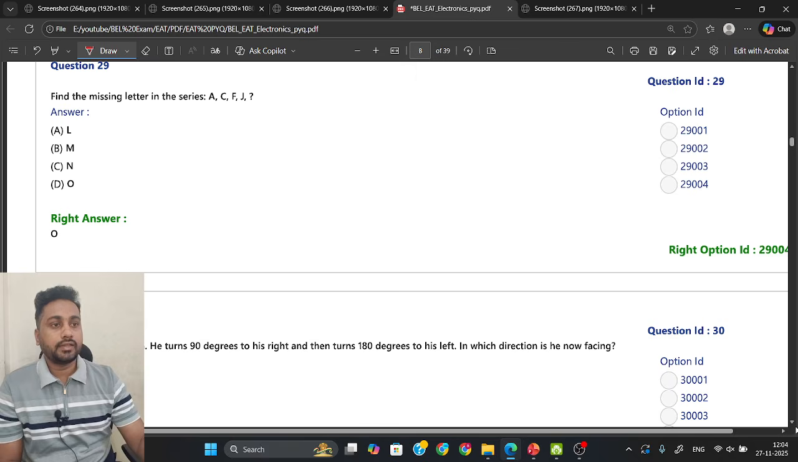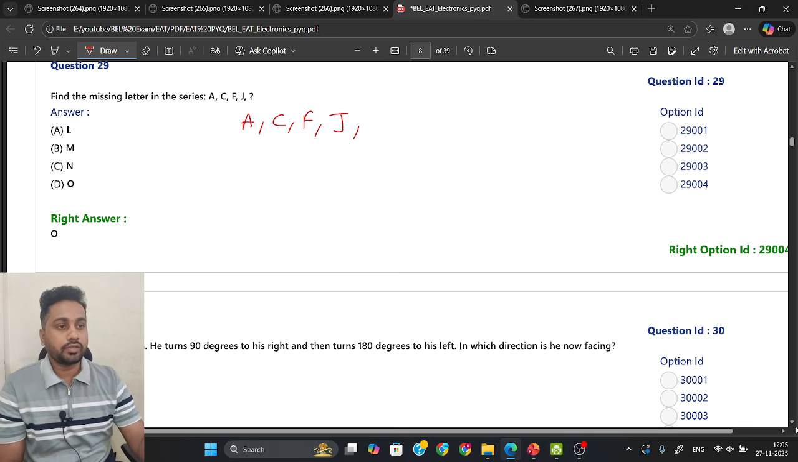Find the missing letter in the series. So we have a series A, C, F, Z. Now we need to find the next one. You can see A, then B, C. After C, D, E, then F. Like that you need to go plus 3 each time. So F, G, H, I, after that you get J. Similarly, in the next you need to go plus 4.